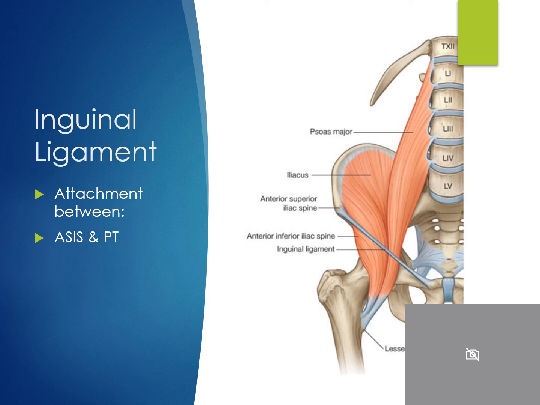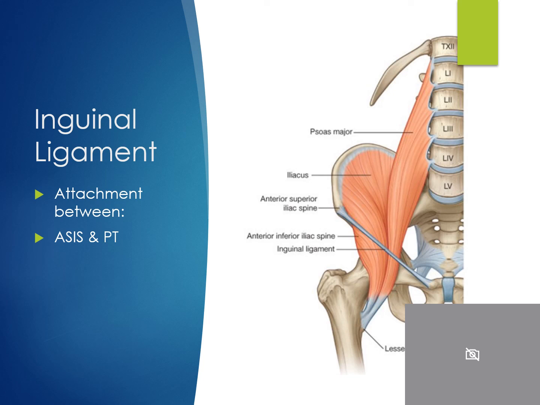Now here what you can see is the inguinal ligament. The inguinal ligament is actually the double folding of the aponeurosis of the external oblique muscle, which is one of the flat muscles of the anterior abdominal wall. Now, the inguinal ligament has attachments. Its attachments are laterally to the anterior superior iliac spine and medially to the pubic tubercle.